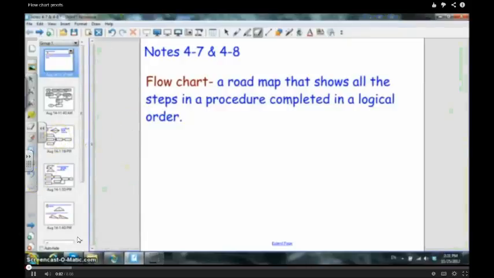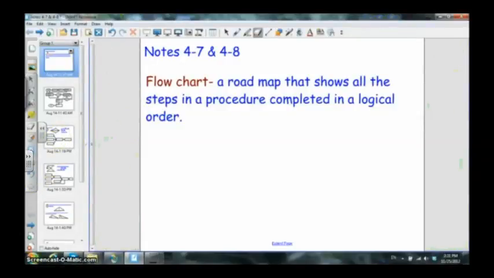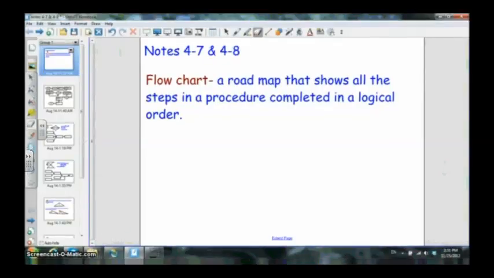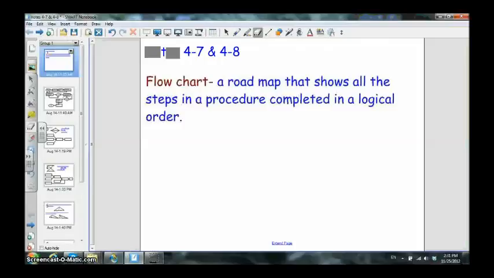Alright, so today we're going to conclude our lessons with proofs and triangles. We're going to talk about flowchart proofs, which are a tool to use. You can use a flowchart proof, or you could use a T-column proof, you could use a paragraph proof, or you can use a proof map. The flowchart is kind of a road map that shows the steps in a procedure, and they have to be done in a logical order, just like any other proof. Here's an example of a flowchart to do a procedure.